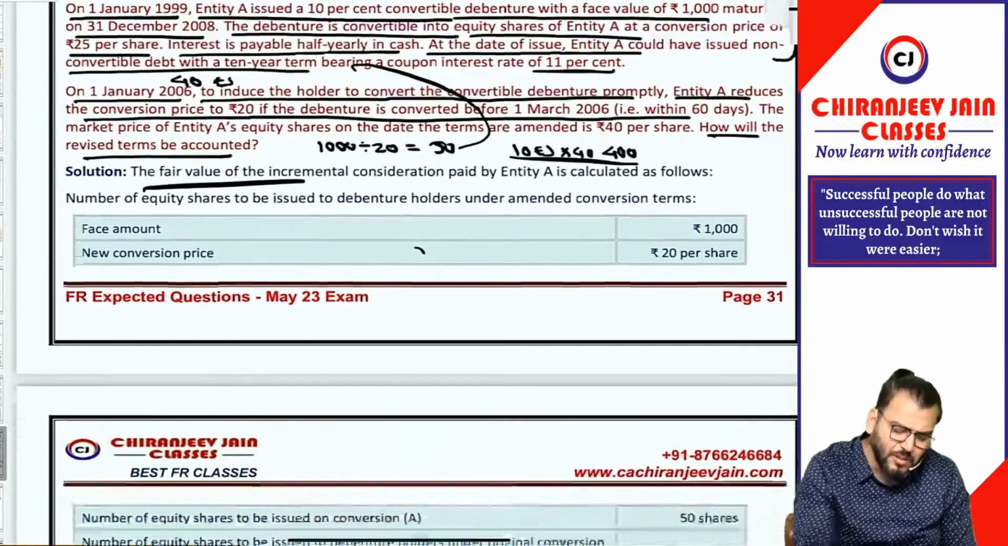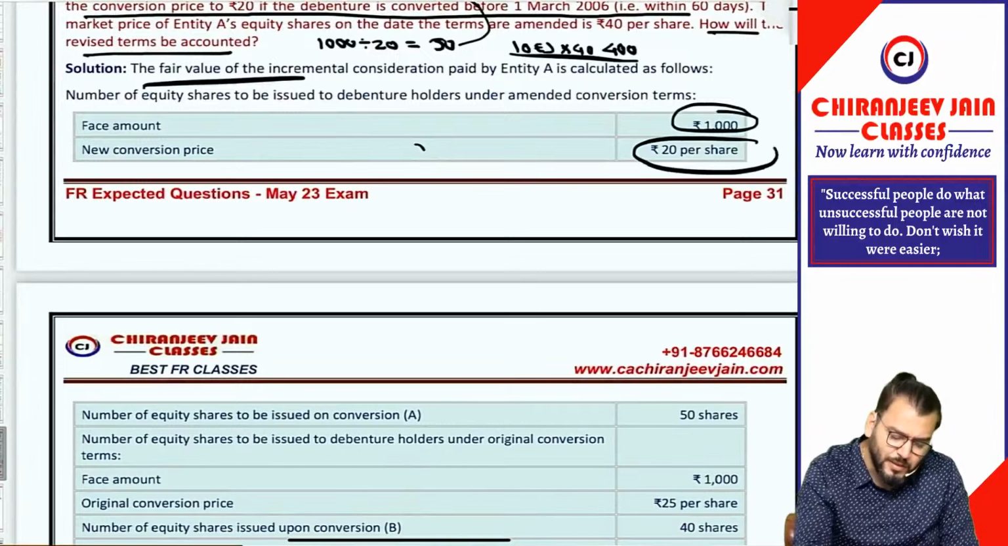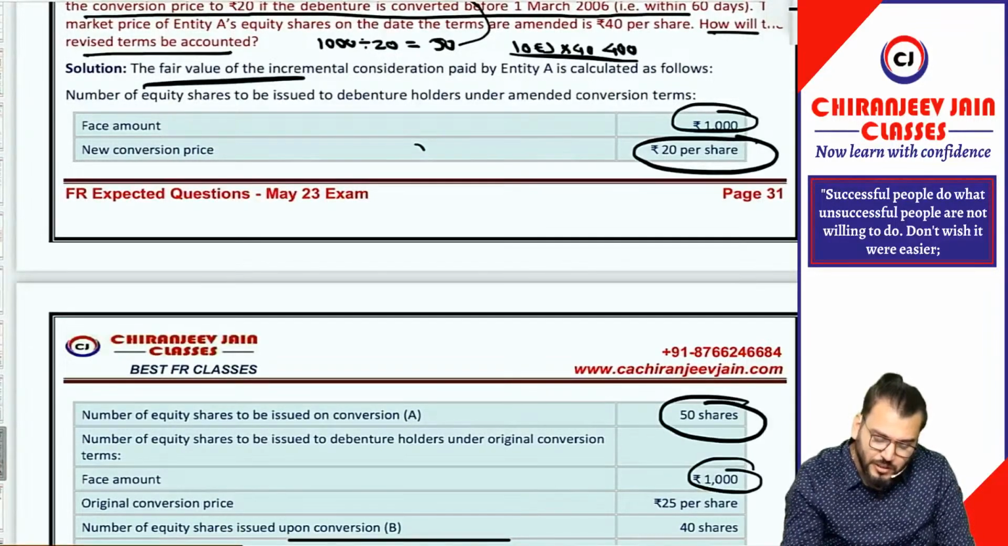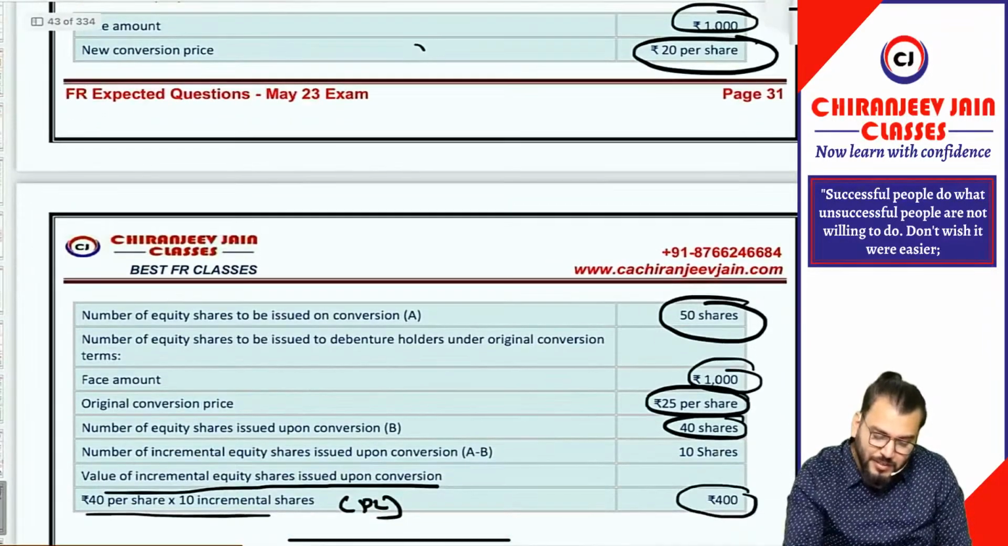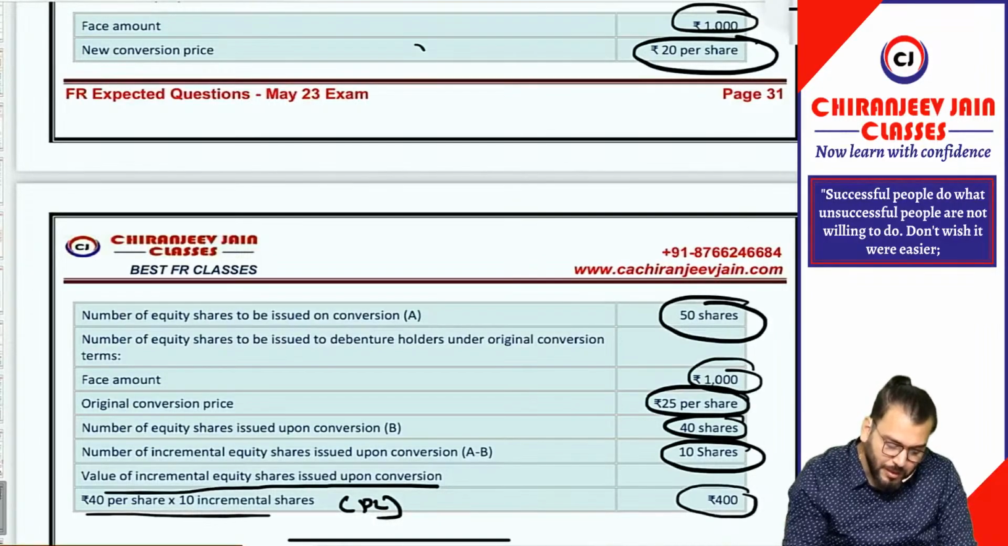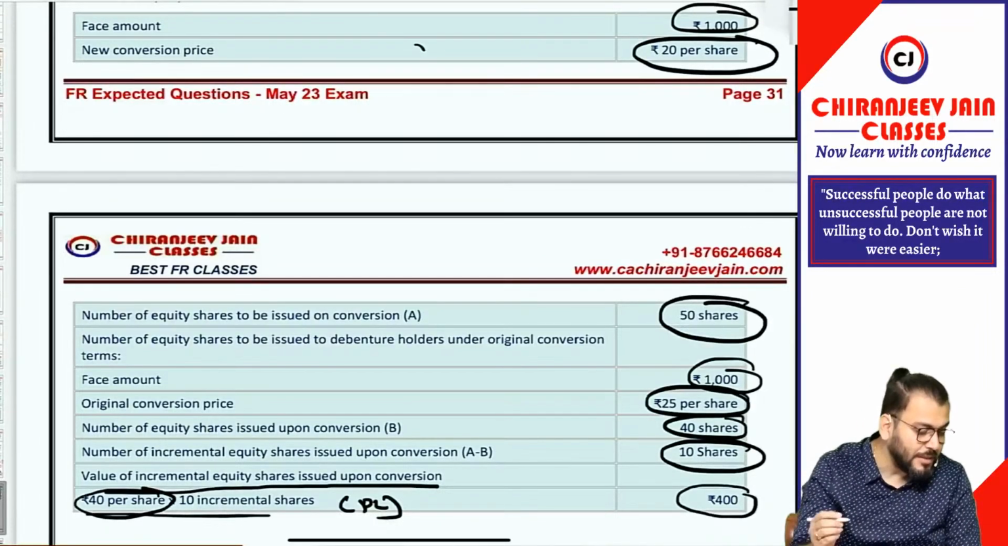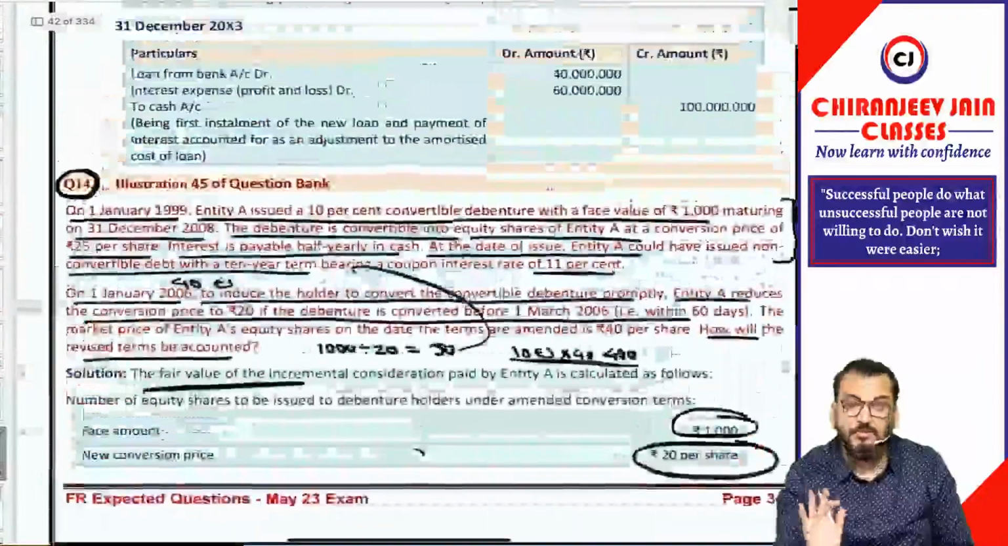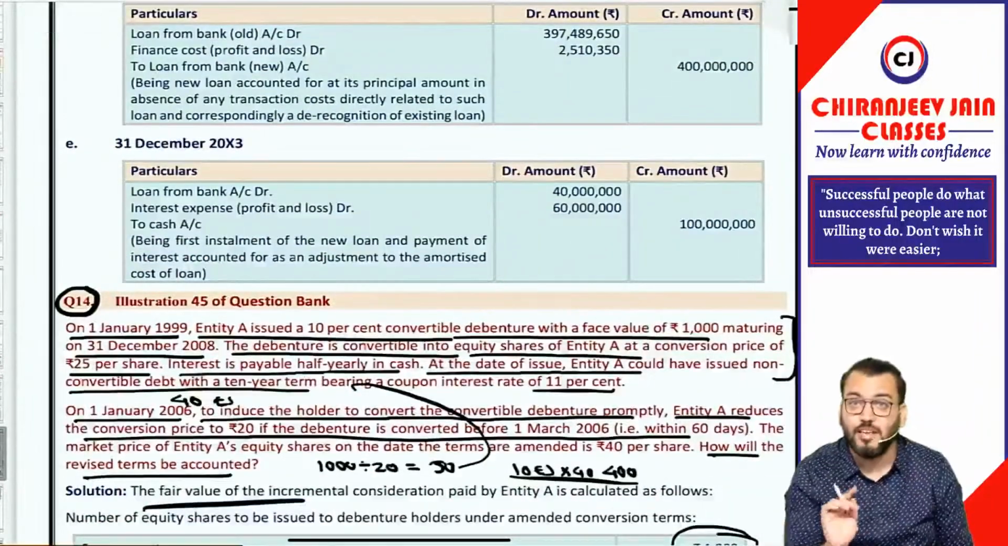How it is calculated, I have already said. 1000 divided by 20 is 50. 1000 divided by 25 is 40. So additional becomes 10 equity shares. The market price as on that date is 40, so it becomes 400. Got it? Yes sir. Very easy but very important question. It can be asked in the exam.